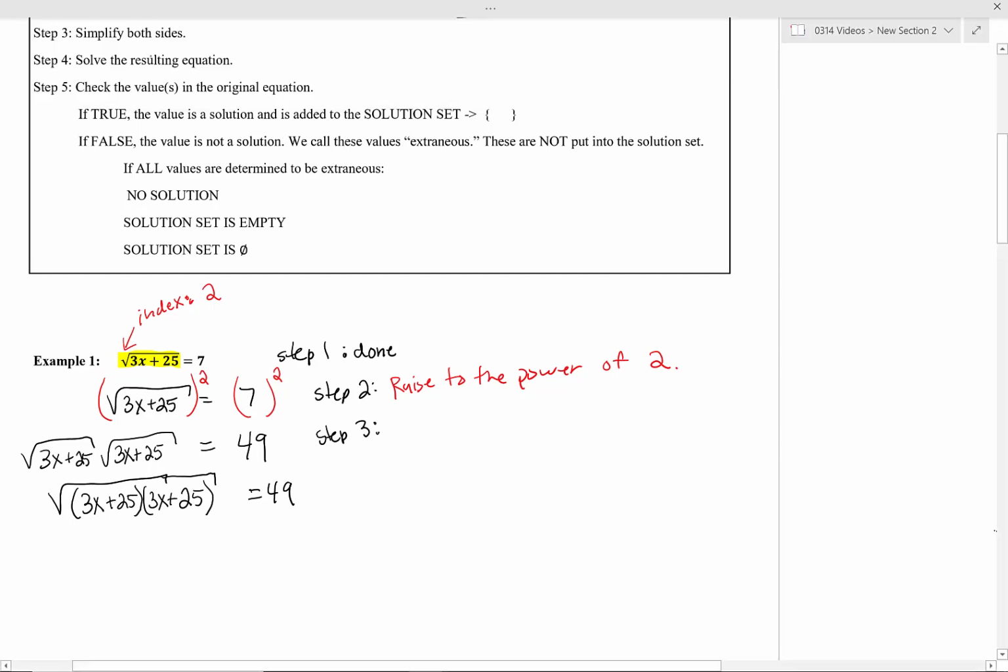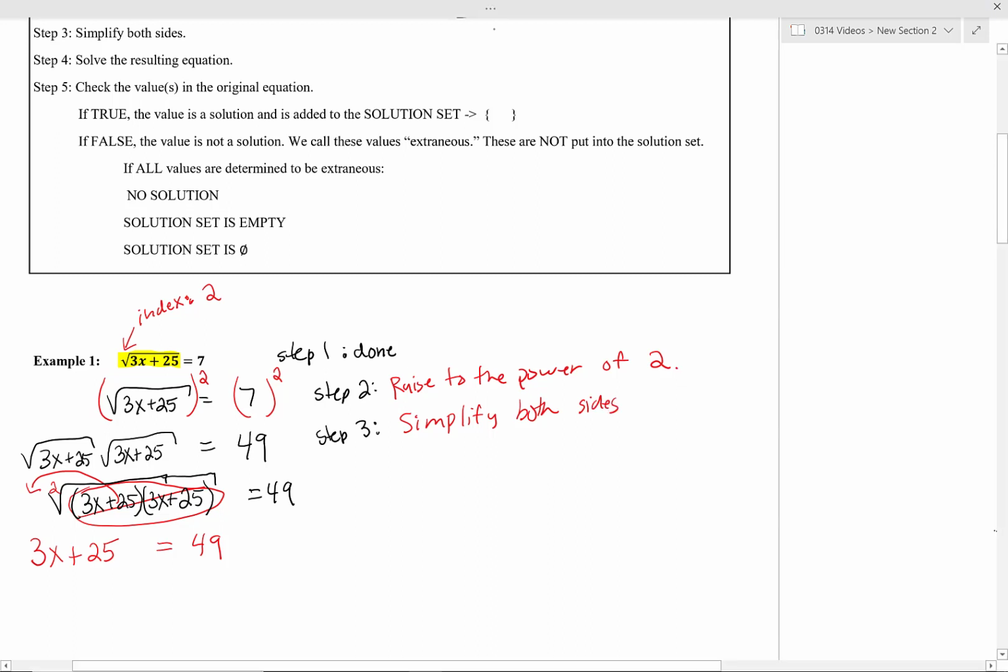Okay, well, what does that do for us? Well, we also remember that if our index is 2 and we have 2 of a kind underneath, we could circle those two things that are matching, that 2 of a kind. We could circle it, cross it out, and we could bring one representative outside of the square root. So we're going to bring outside of the square root 3x plus 25. If there's nothing left underneath the square root, then the square root symbol gets to go away. So the radical symbol is gone. So step 3, we're going to simplify both sides using what we remember from our properties of radicals.